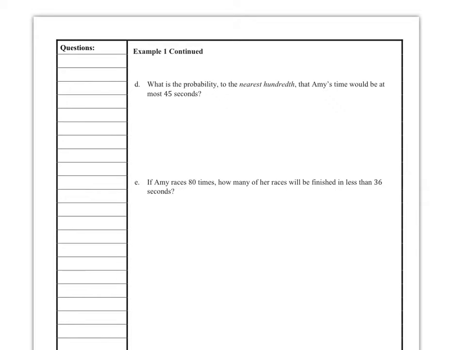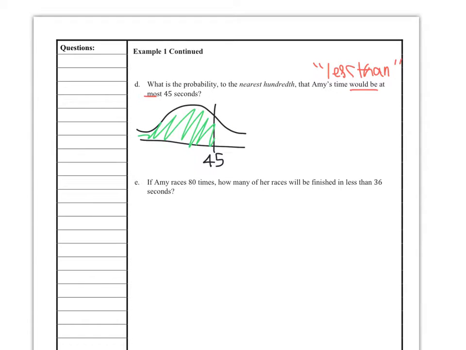Okay, it says, what's the probability to the nearest hundredth that Amy's time would be at most 45 seconds? So I'm going to draw a picture. I have to interpret what at most means. Remember, 45 is to the right of our mean. At most means I can't be more than that, so this means less than, technically. So I'm going to shade to the left of that 45. That means the highest we can go is 45, based on my shading. The lowest we can go is way over here for our lower bound at negative infinity.